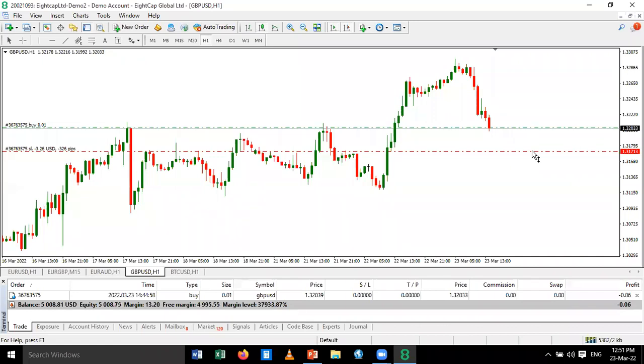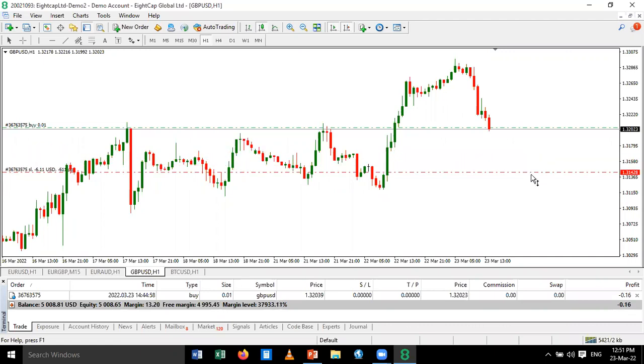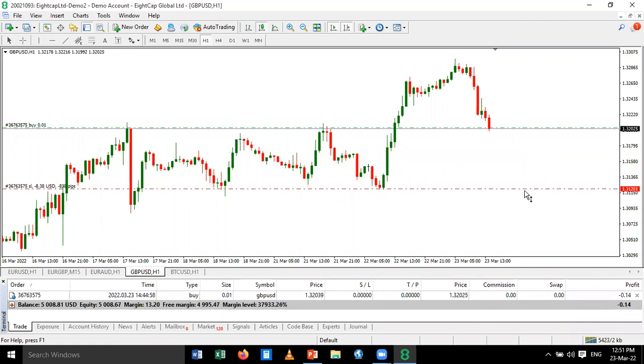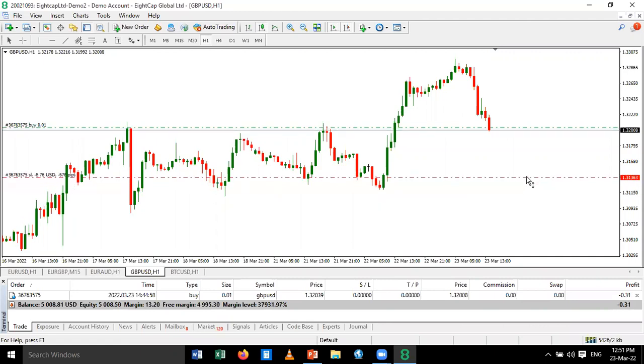Now, SL means stop loss. It means that I am setting a stop loss. And that is not all. It is also showing me the amount of money that I will be losing if the market starts going negative against me. Let me say I want to take a loss of a maximum of $5.